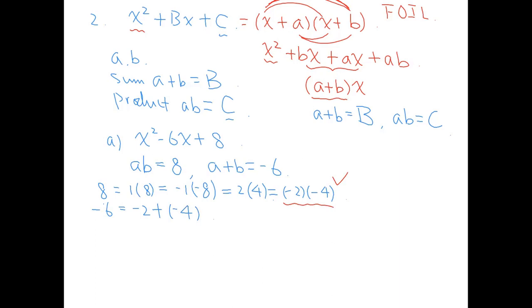So that means the original trinomial can be factored as x minus 2 times x minus 4. And you can check this is the right one. Okay. Let's take a look at another one.